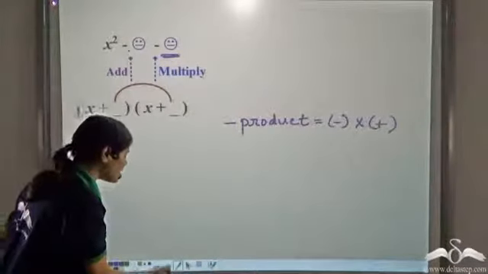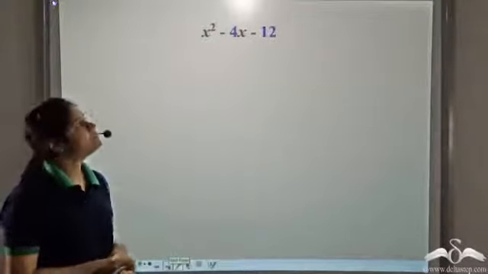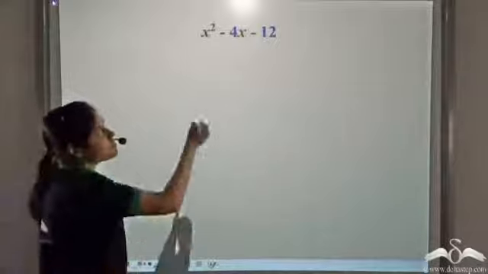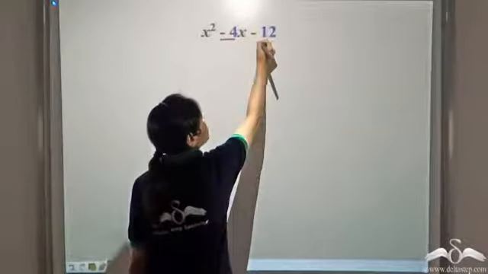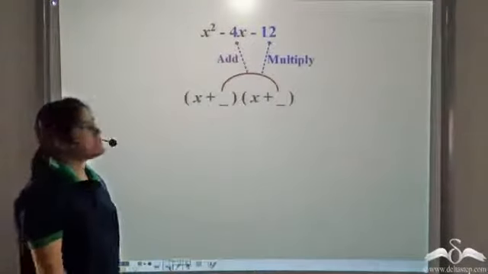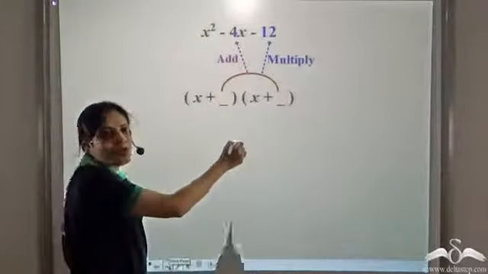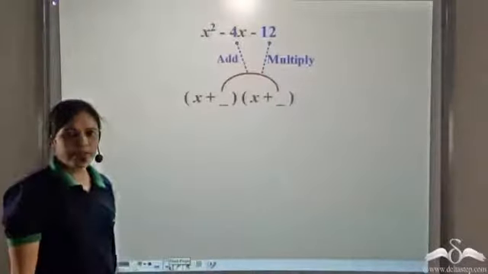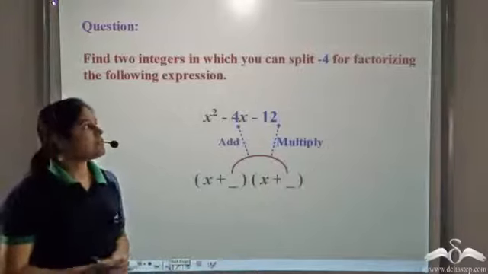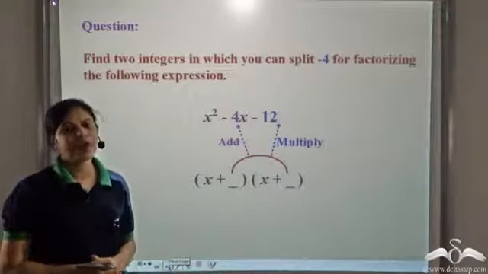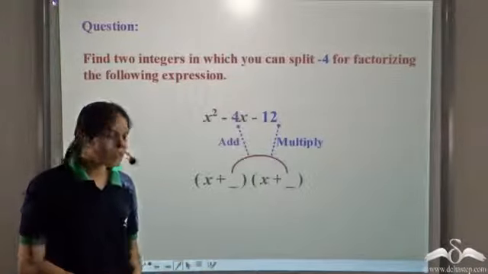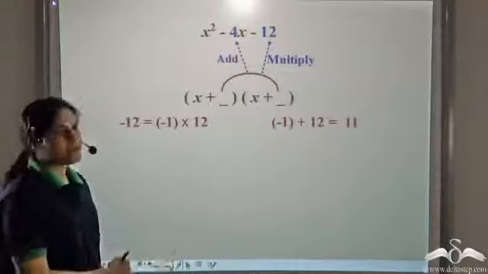So let us try and understand it with the help of an example. We have x squared minus 4x minus 12. So the middle term is negative and so is the last term. Once again, we find two numbers which add up to negative 4 and whose product is negative 12. So can you try and find those numbers which add up to negative 4 and give the product as negative 12? Now let us consider the different factors of negative 12.